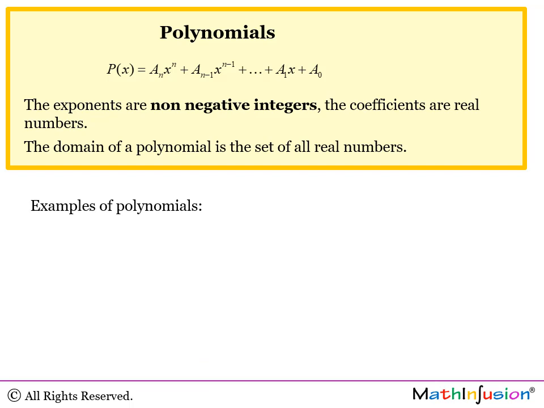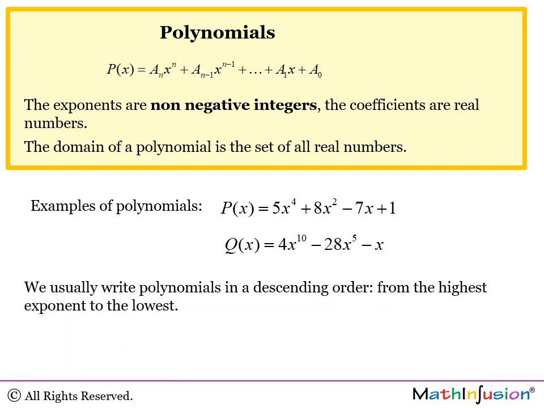Here are some examples of polynomials. 5x to the 4 plus 8x to the power of 2 minus 7x plus 1. 4x to the 10 minus 28x to the 5 minus x. We usually write polynomials in a descending order, from the highest exponent to the lowest.